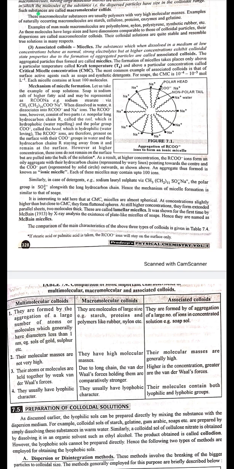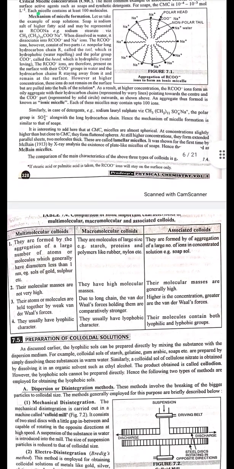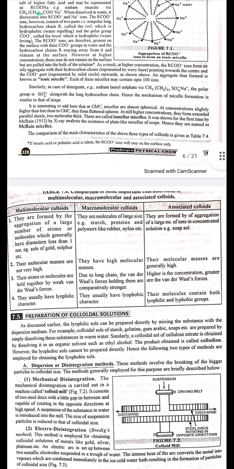Similarly, in case of detergents, for example sodium lauryl sulfate, the polar group is SO4²⁻ along with the long hydrocarbon chain. Hence, the mechanism of micelle formation is similar to that of soaps. It is interesting to add here that micelles are almost spherical at concentrations slightly higher than the CMC. At higher concentrations, they form flattened structures. At still higher concentrations, they form extended parallel sheets two molecules thick. These are called lamellar micelles.